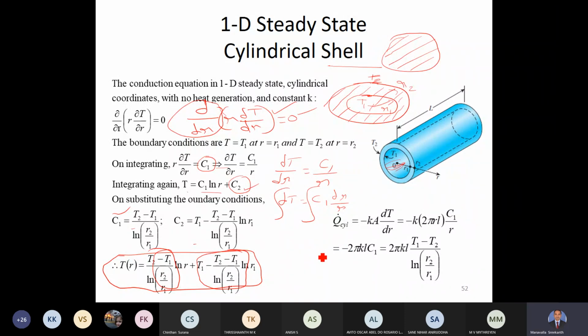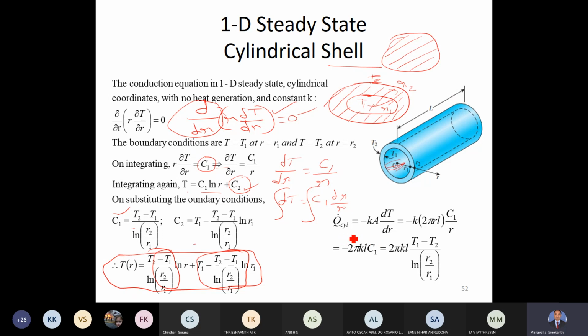Now, we may be very well interested in finding out what is the amount of heat transferred across this wall of the cylinder. We know that the wall of the cylinder is subjected to two different temperatures, inside T1 and outside T2. So there will be a heat transfer. What will be the heat transfer? Now the standard formula is the Fourier's law of heat conduction.